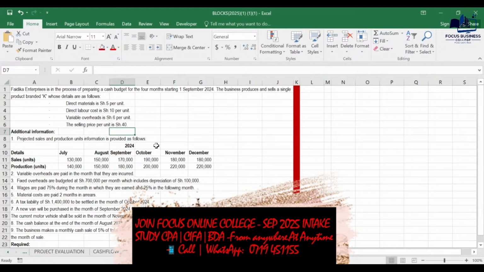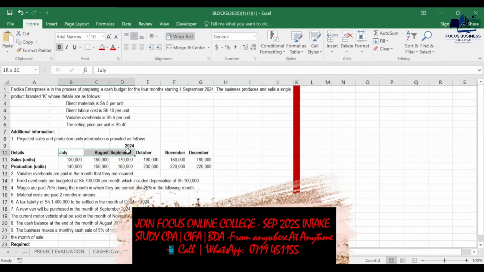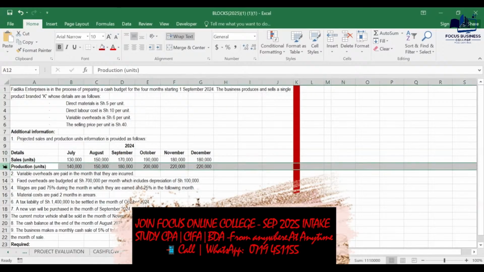Information is provided as follows. In our case here, we are given the projected sales in units from the month of July all the way to the month of December. These are the units which the company projects it will be able to sell. And then you're given the production. So these are the units which the company projects it will be able to produce. And then from there, we are given the variable overheads, and the variable overheads are paid in the month that they are incurred.